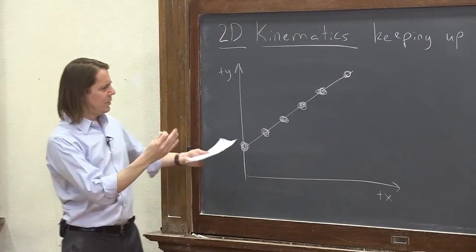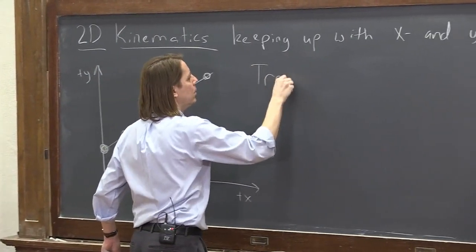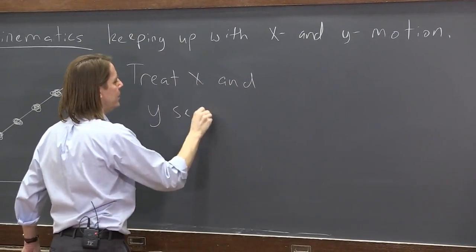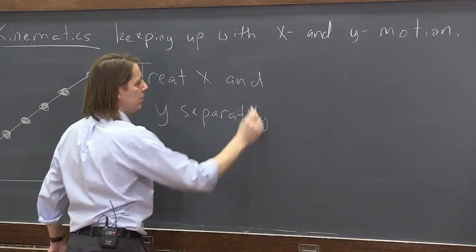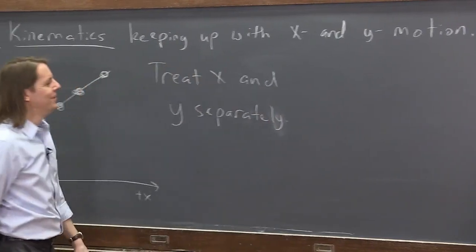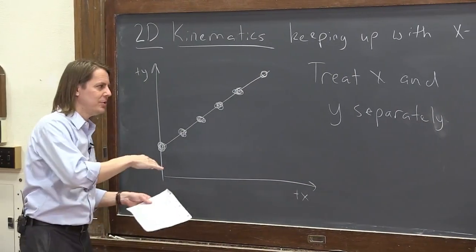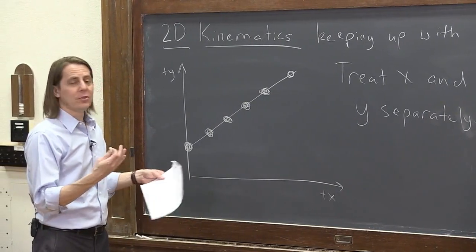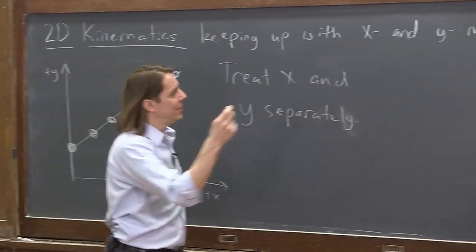So how do we treat the kinematics? What do we do? It's very simple. You treat x and y separately. There we go. Treat x and y separately. Since they're not coupled, since the x position doesn't affect the y motion, and the y position doesn't affect the x motion, it's like 2 separate motions happening at the same time. So if we wanted to, we could even do the kinematics completely separate.